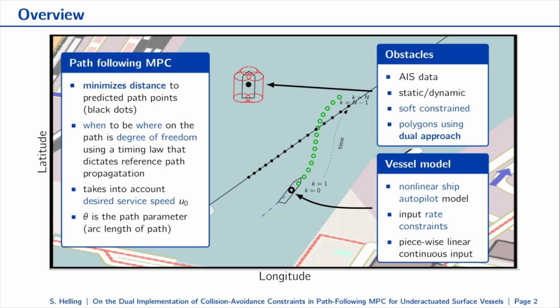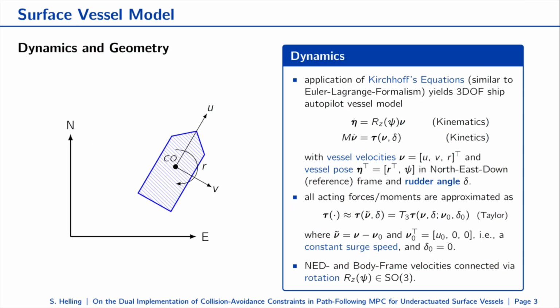Since model predictive control, as the name suggests, relies on a model of the system, I will go through the underlying vessel autopilot model first. The vessel is modeled as a 3 degrees of freedom surface vessel. The dynamic equations can be separated into a kinematic and a kinetic part.